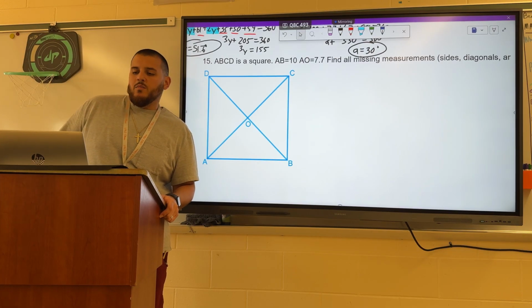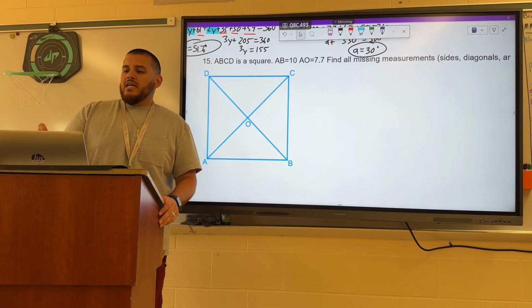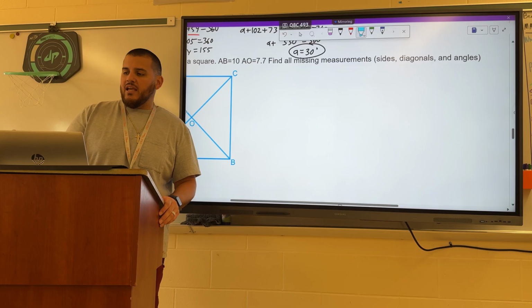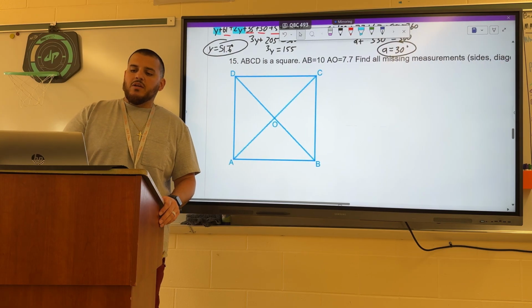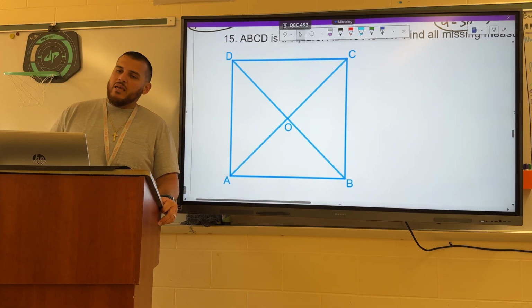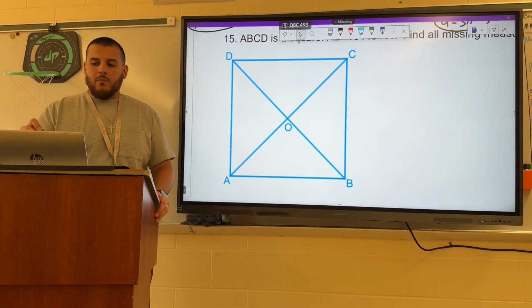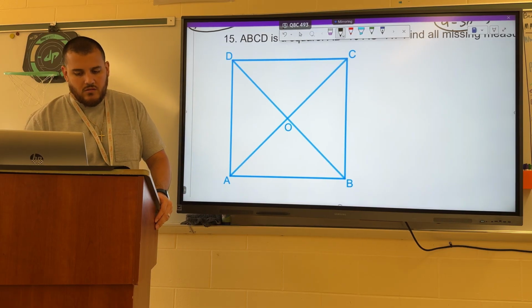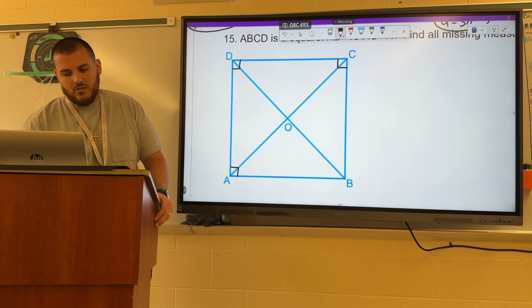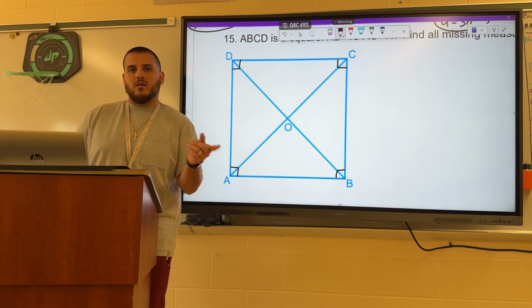Great example here at number 15 where we have a square and we're given a few measurements and we need to find everything. It says find all missing measurements, including sides, diagonals, and angles. We're going to start with the angles because no matter how big or small a square is, all the angles are going to be the same in every square. They're always the same. Meaning, from a rectangle, there's 4 right angles. A square has all the properties of a rectangle, so we know all these angles in the corners have to be 90 degrees. From a rhombus, we know the diagonals are perpendicular to each other, and a square has all the properties of a rhombus.